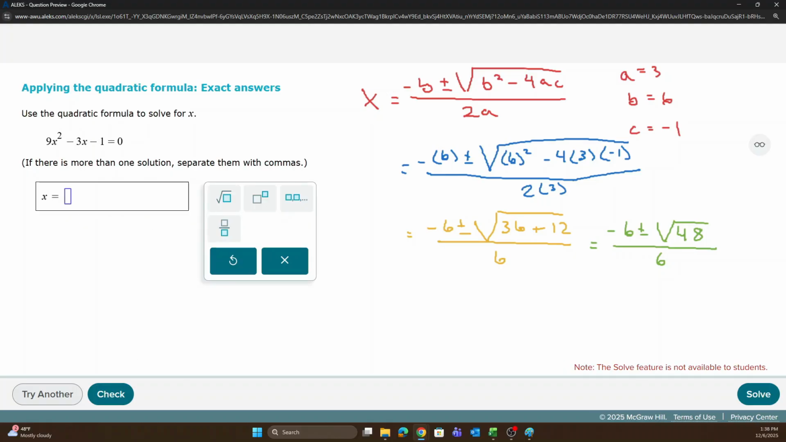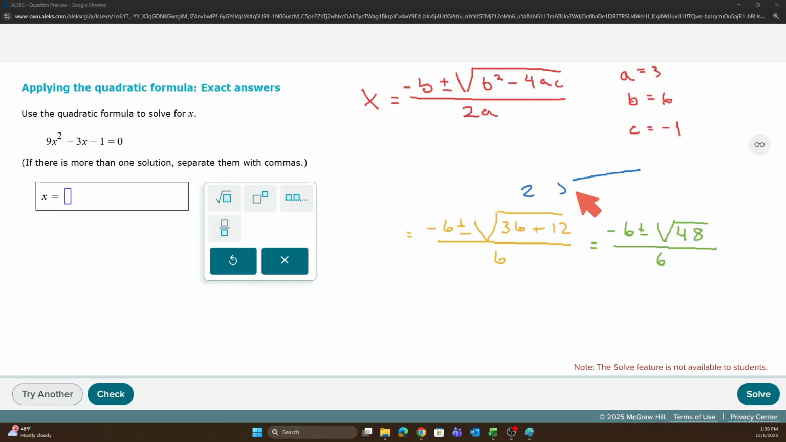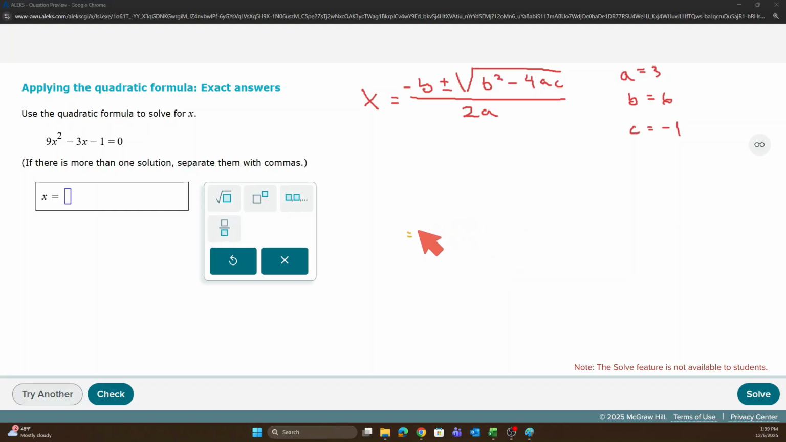Let me erase all of this. And everything's going to get cleaned up, the magic of video editing. All right, so here we have our next problem: 9x squared minus 3x minus 1. We're going to use the quadratic formula again. A is 9, B is -3, and C is -1.